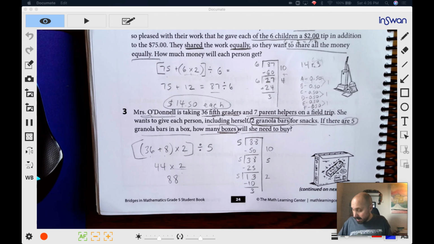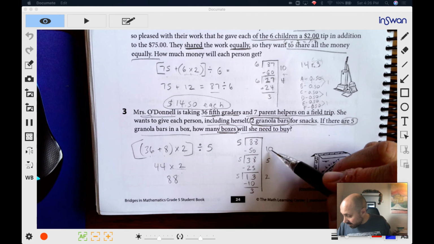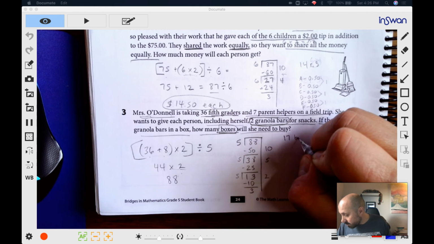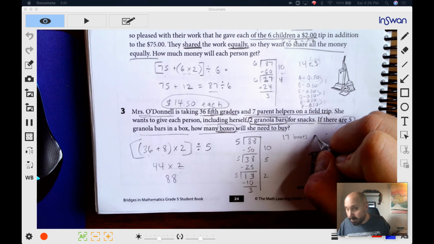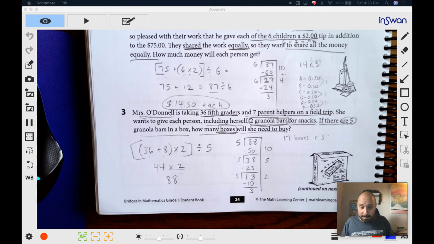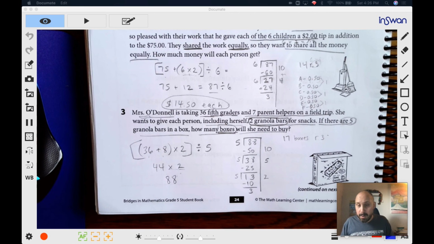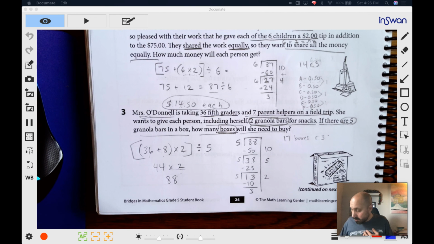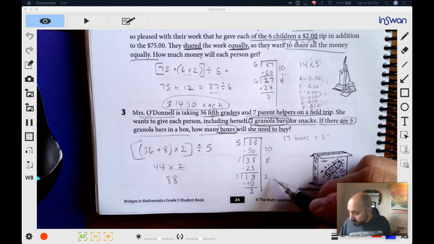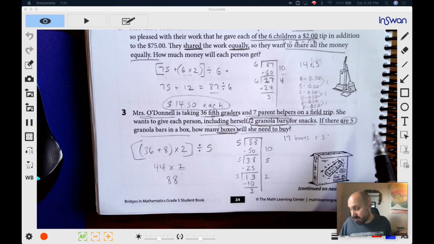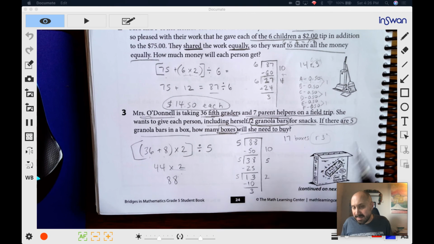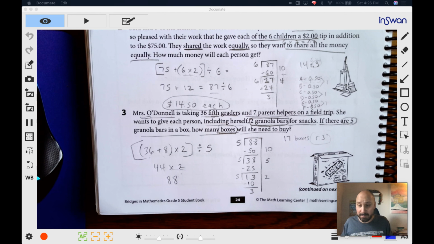So right now I have 17 boxes, but there's 3 remaining granola bars. So the question is, how many boxes does she need? So if I bought 17 boxes right now, I would only have 85 granola bars because I have 3 left over. I need to account for those extra 3 granola bars. I'm not going to leave one person with only one. I want everybody to have 2. So the easiest thing to do is to buy an extra box.